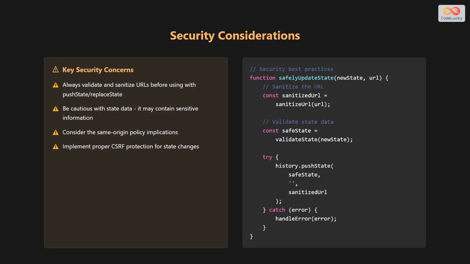When using the History API, always validate and sanitize URLs before using them with pushState or replaceState. Be cautious with state data because it may contain sensitive information. Also, consider the implications of the same origin policy. Implement proper cross-site request forgery, that is CSRF, protection for state changes.